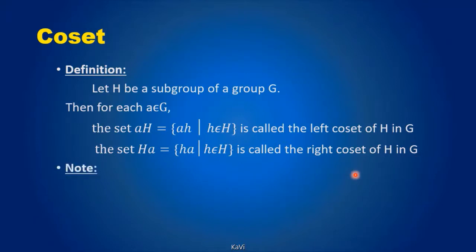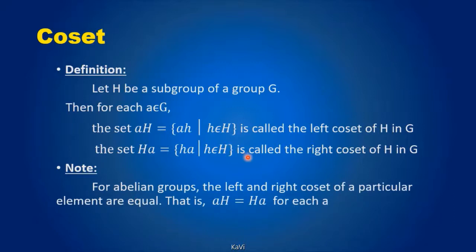We may note that these two sets will be equal when you are considering an abelian group. That is, aH will be equal to Ha for all a belonging to G if the group considered is an abelian group.